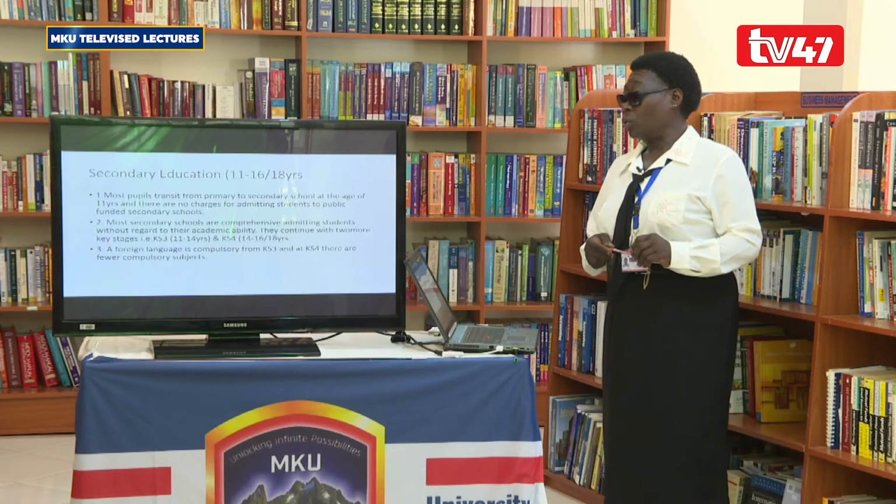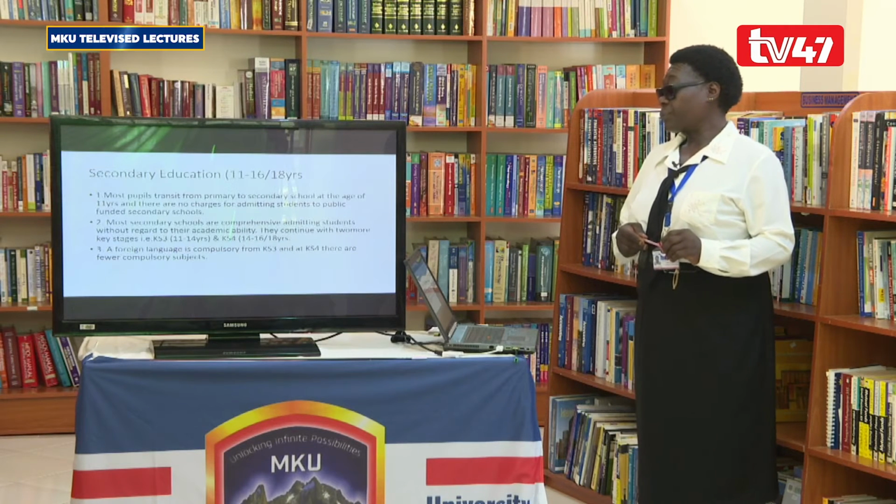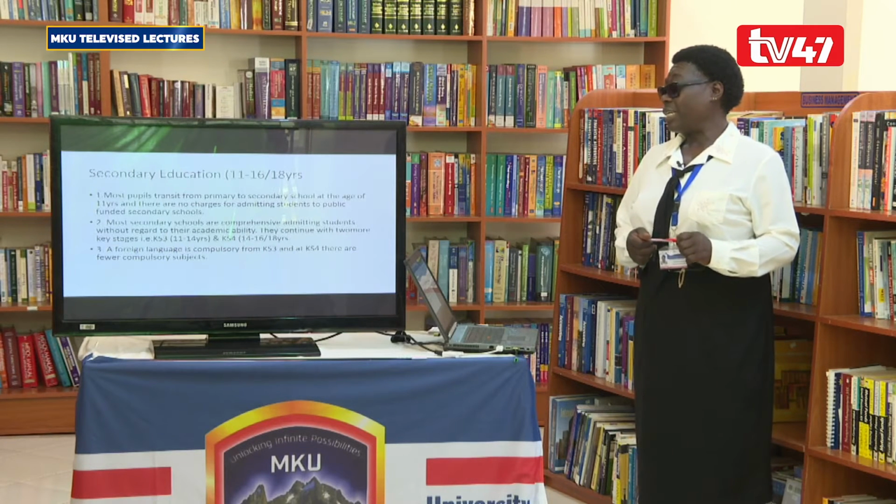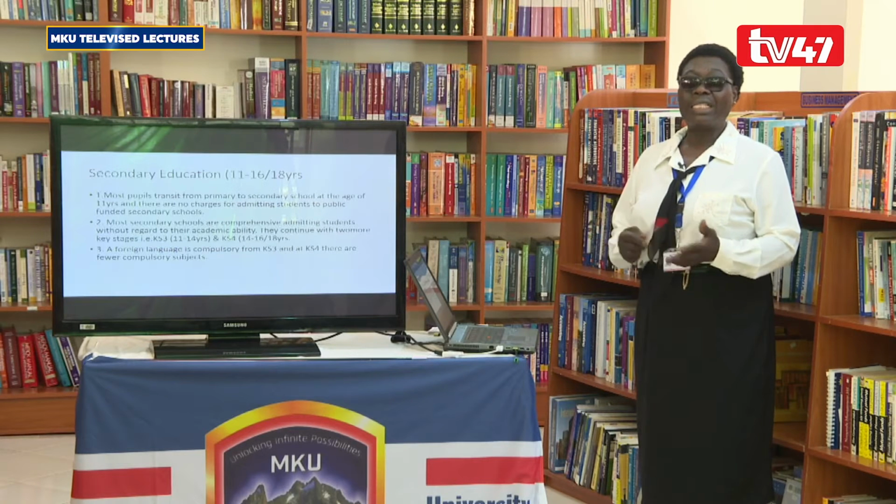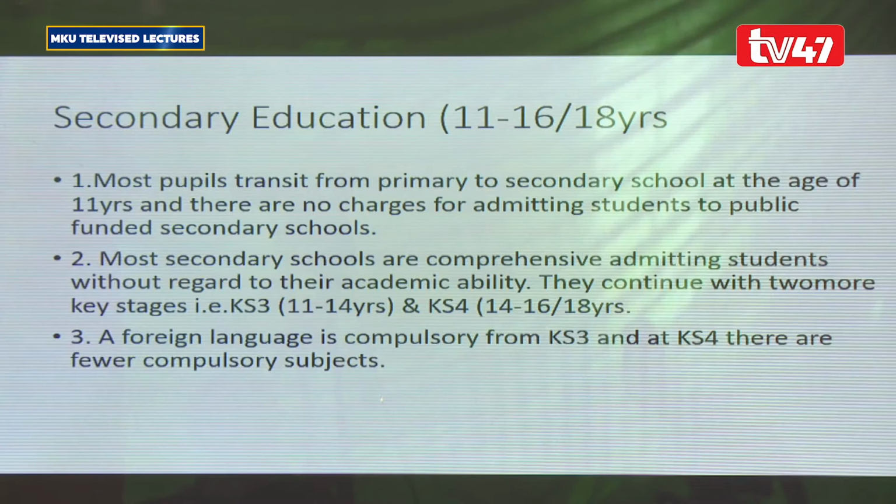We now go to secondary education, for ages 11 years to 16 or 18 years, depending on the states. Most pupils transit from primary to secondary school at the age of 11 years, and there are no charges for admitting students to public funded secondary schools. We have the same feature in our system where we are talking of 100% transition from primary school to secondary school. Most secondary schools are comprehensive.